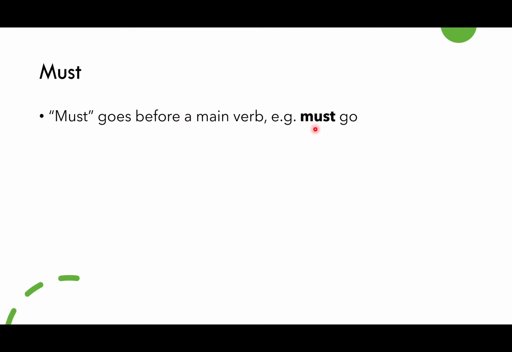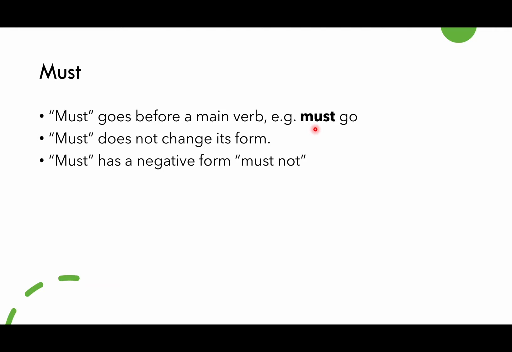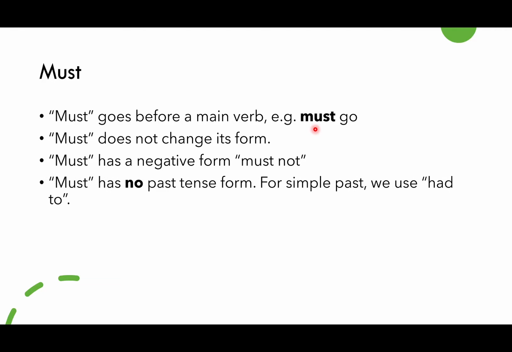The next modal verb, must, is the last modal verb too. Must goes before a main verb, for example must go. We don't use must goes, must going, or must went, which are wrong. Must doesn't change its form. Must has a negative form, must not. Must has no past tense form. For simple past, we use had to. That means had to and must have similar meanings.